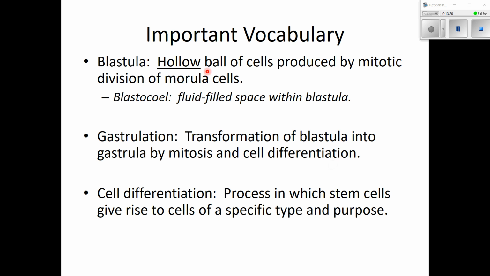And so this is a hollow ball of cells produced by the mitotic division of morula cells. And there's a fluid-filled space in the middle of the blastula, which is called the blastocele. The process of gastrulation is when the blastula turns into a gastrula. So what does that mean?